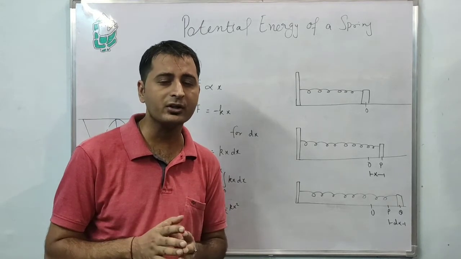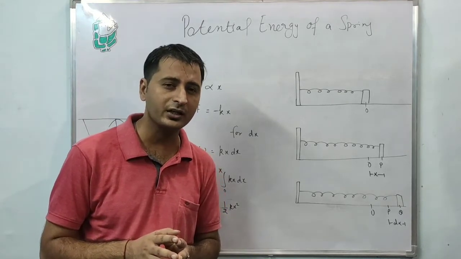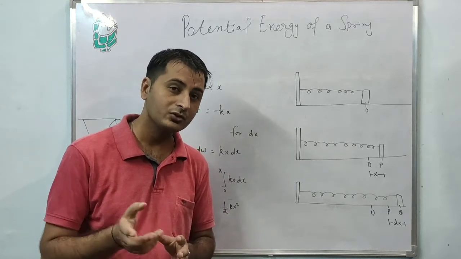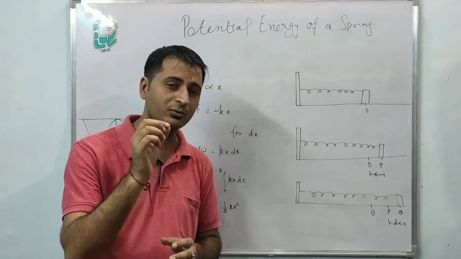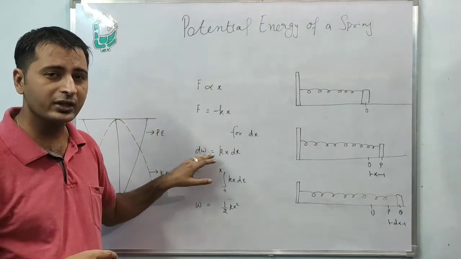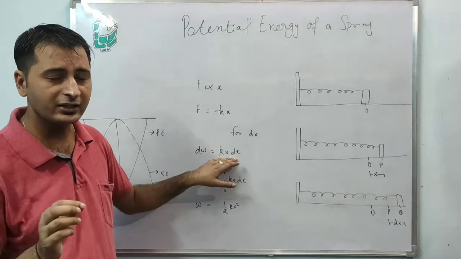So what will be the total work done? Work done is W equals F times s. So what will be the work done for a small dx? That is dW equals kx into dx.